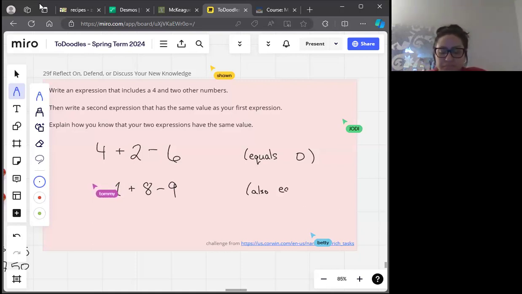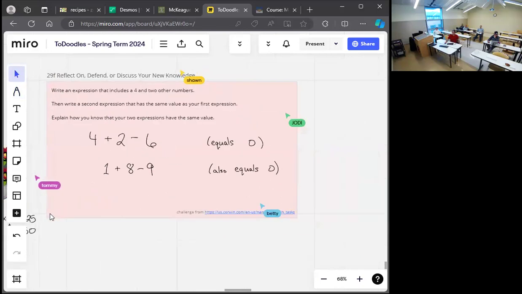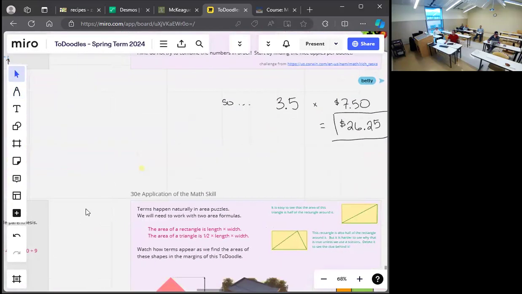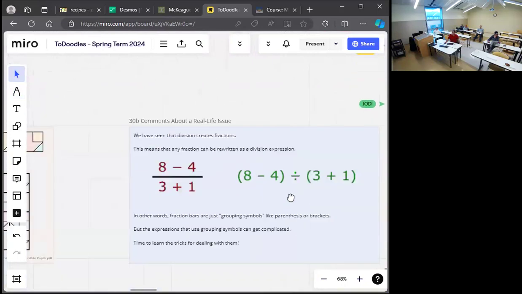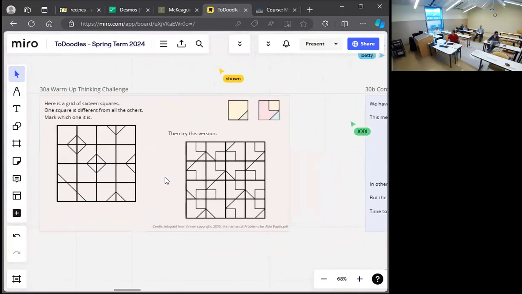So can you make 2 expressions that equal the same thing? Yeah, so work on that if you want. See how creative you can be. Can you make 2 that equal 7? Can you make 2 that equal 12? Whatever. Okay, we have only 5 more minutes.